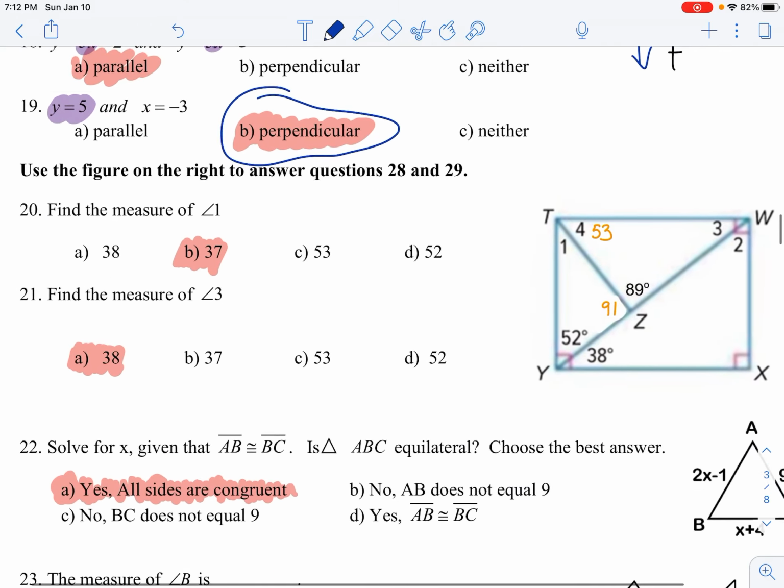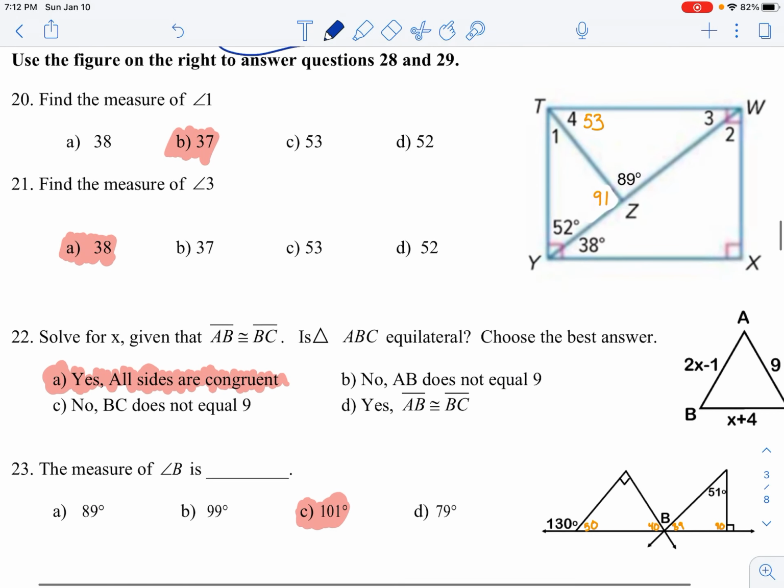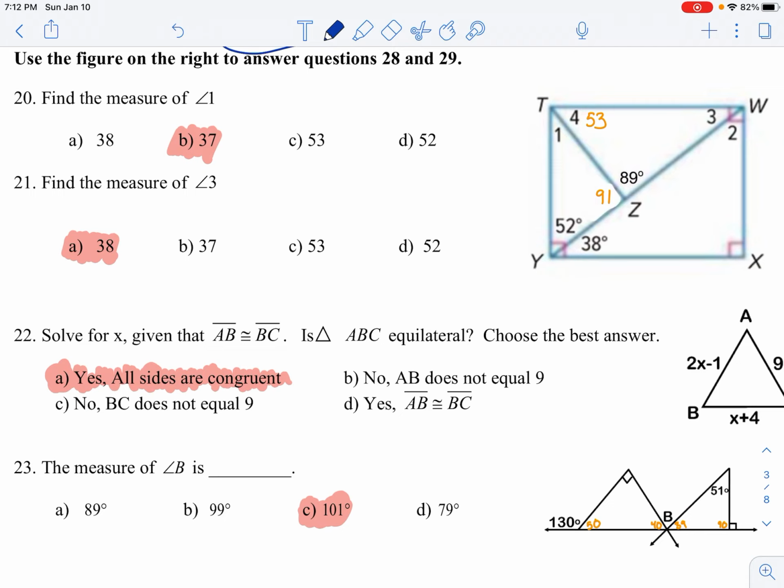Let's move on to number 20. It says find the measure of angle 1. Now the orange ones I obviously filled in for you, but those weren't given to us. So the first one that I found was this 91 right there. How did I find that?